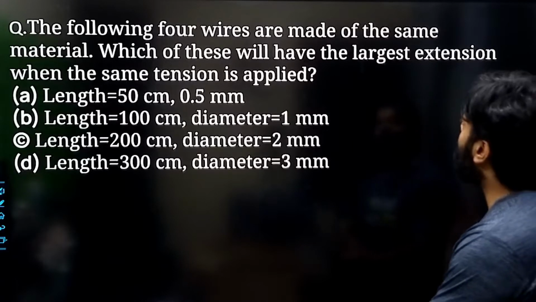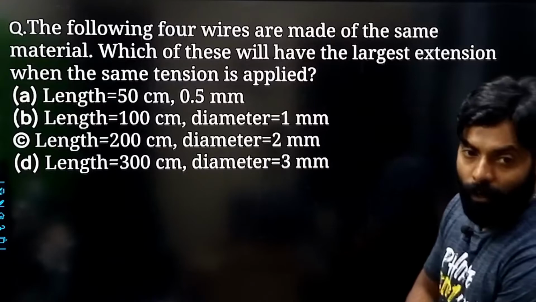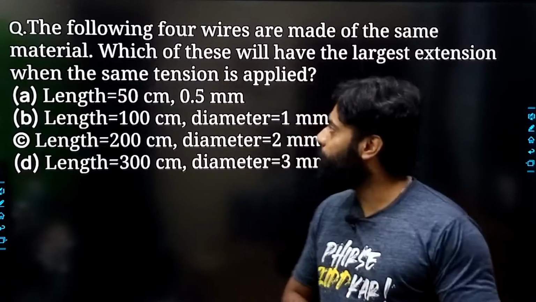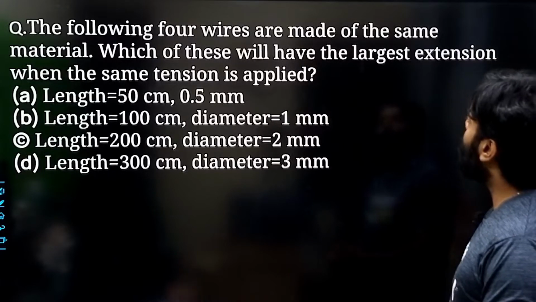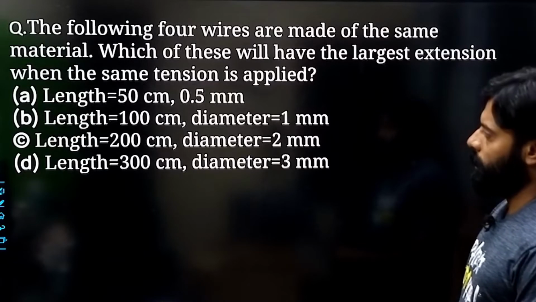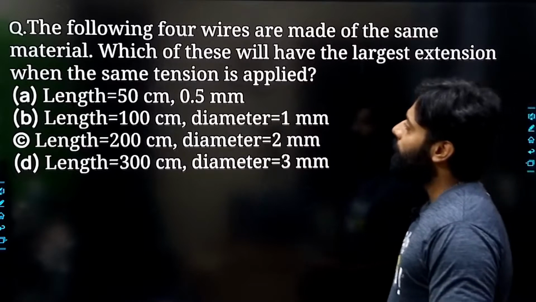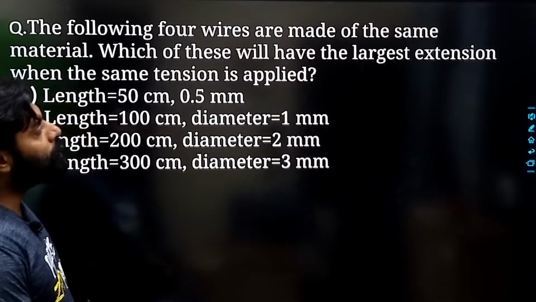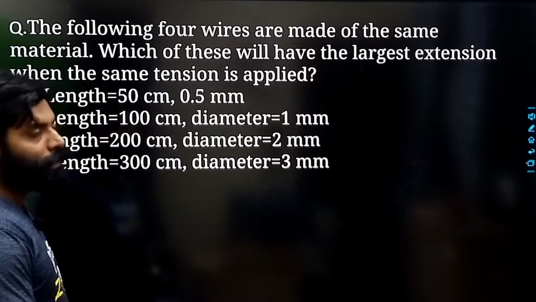The following four wires are made up of the same material. And if these are talking about the same material, we are able to understand that the Young modulus is same. Which of these will have the largest extension when the same tension is applied? Okay, that is very important. So this is basically asking which one will extend more when the same tension is applied.